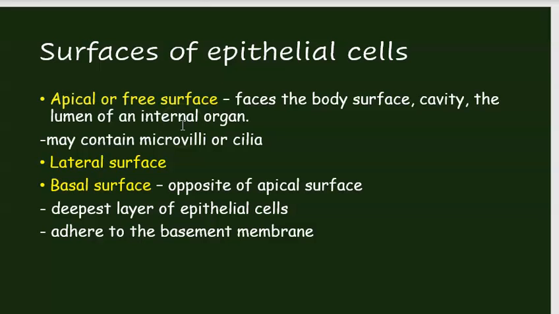It has got three surfaces: the apical or free surface, which faces the body surface, cavity or the lumen of an internal organ, and this surface may contain microvilli or cilia. The second one is a lateral surface. Lateral surface is on the adjacent sides of the cells. Basal surface is opposite to the apical surface. That is the deepest layer of epithelial cells. It adheres to the basement membrane.